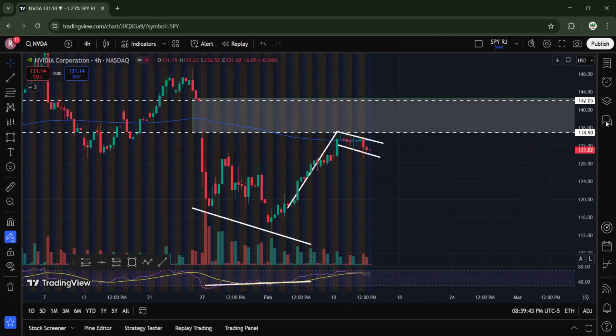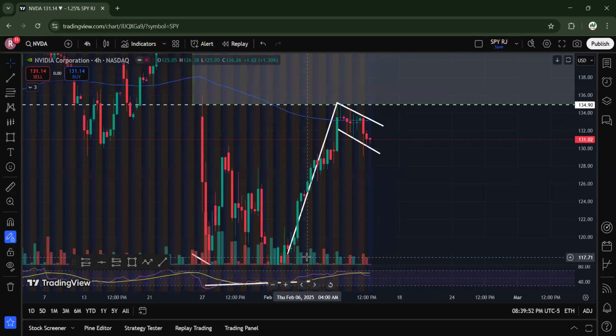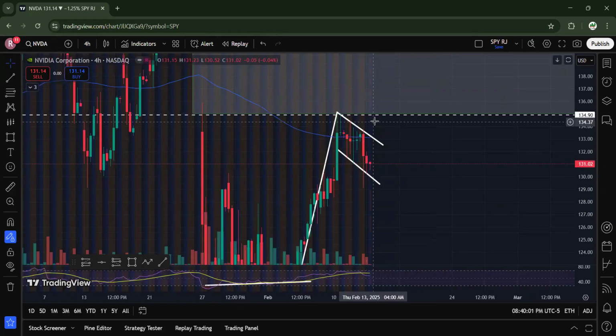All right, so this is a setup. The question is, when do you get in? You can do this a lot of different ways. A safe way that some people would get in, they would say, okay, well, I'll wait for it to start filling the gap. I think that's cool. If you want to play it super safe, that's cool. Because although you would be late on the flag breakout, you would be right on time for the gap fill.